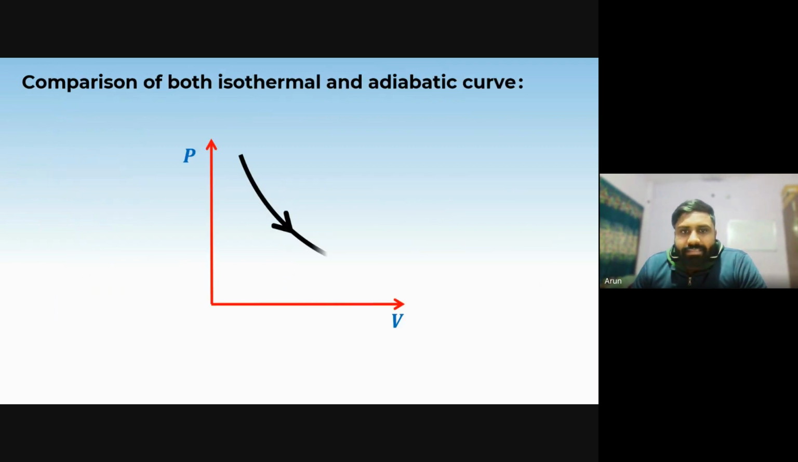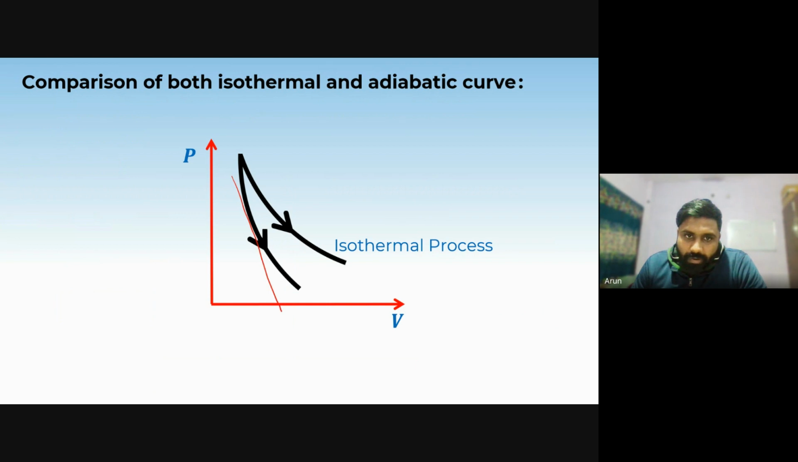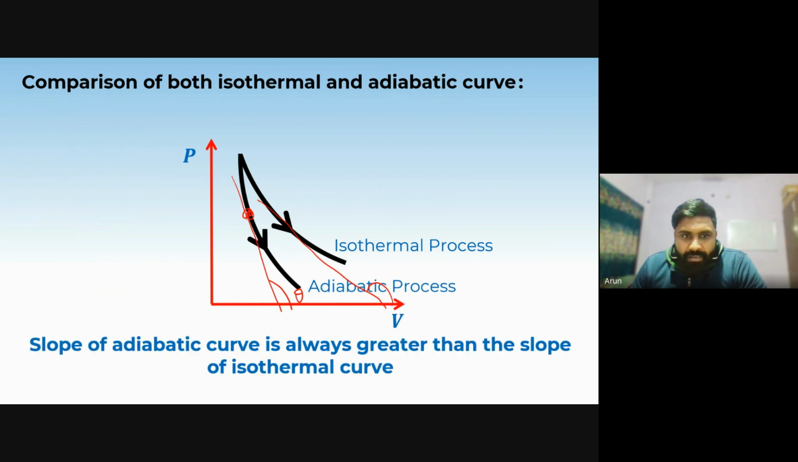So if you compare these two curves, this is for isothermal process and this is for adiabatic process. If you take the slope at any particular point, this is the value of theta here. And if you take this one, this is the value of theta here. So slope of adiabatic curve is always greater than the slope of isothermal process. Got it?